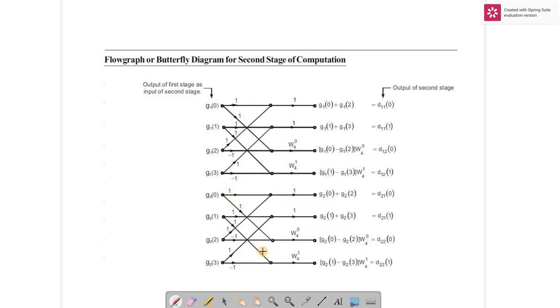The output of the first stage is given to the input of the next stage, the 4-point DFT stage. The same procedure is followed. First line and third line are paired, and second and fourth line are paired in the first four lines. And the same pairing is done in the last four lines. So first and third lines are added first, and second and fourth lines are added in the second line, and the values of the first and third lines are subtracted, g1 of 0 minus g1 of 2, into w4 power 0. The second and fourth lines are subtracted with the twiddle factor w4 power 1. The same procedure is followed in the next four lines also.